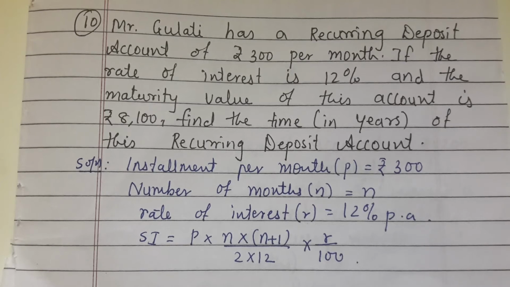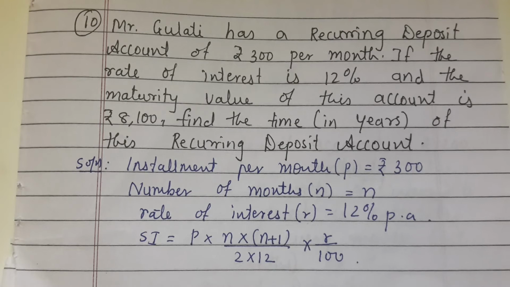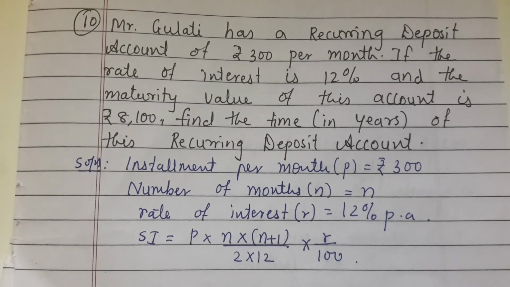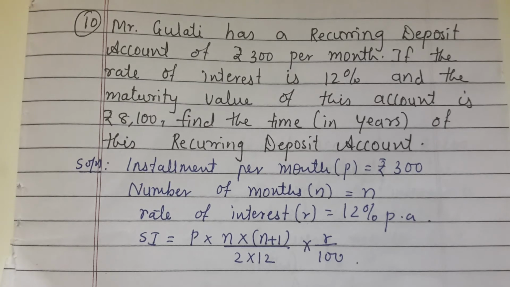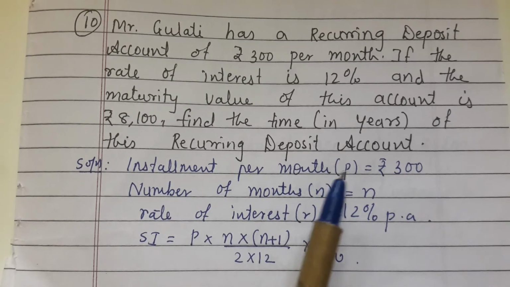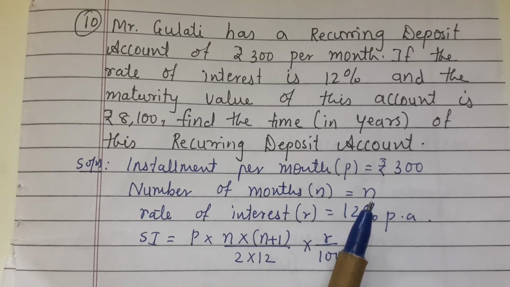Sum number 10. Mr. Gulati has a recurring deposit account of rupees 300 per month. If the rate of interest is 12% and the maturity value of this account is rupees 8,100, find the time in years of this recurring deposit account. Solution: installment per month P is rupees 300. Number of months be n.